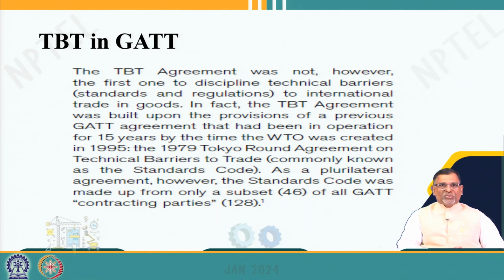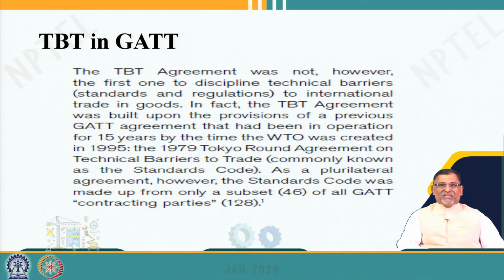The technical barriers to trade discipline, and definitely the Uruguay Round is not the first agreement on TBT. You can find provisions in the GATT agreement as well, commonly known as the standard code. It built upon the provisions of previous GATT agreements. The Tokyo Round Code played a crucial role in the formation of the Uruguay Round Code, that is the present TBT agreement, which was created in 1995.